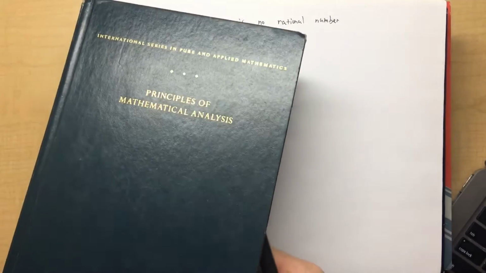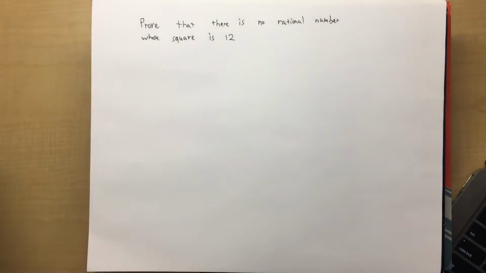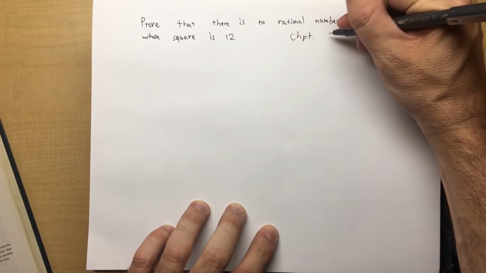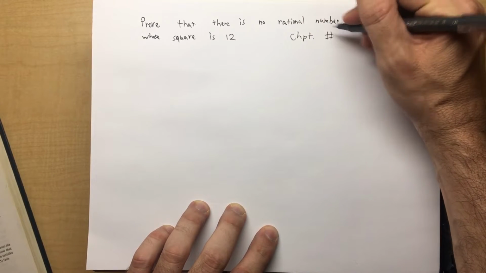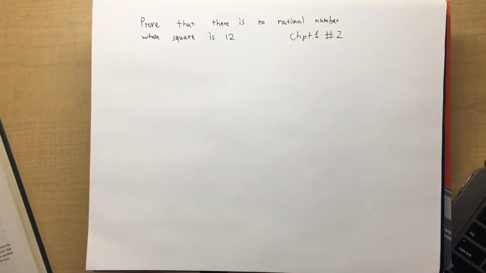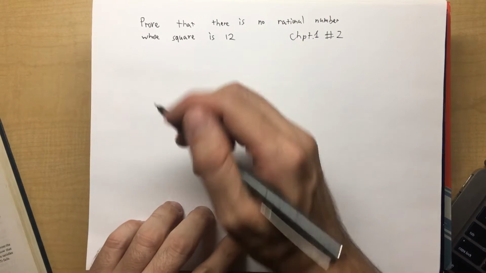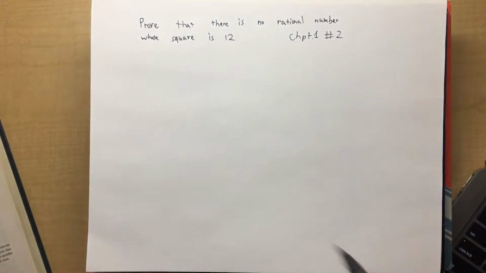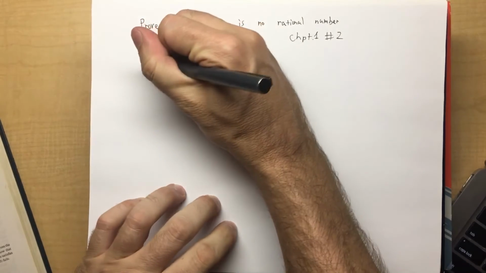Okay, Walter Rudin's Principles of Analysis, Chapter 1, Problem number 2. Prove that there is no rational number whose square is 12. So first we'll assume the opposite, that there is a rational number whose square is 12.